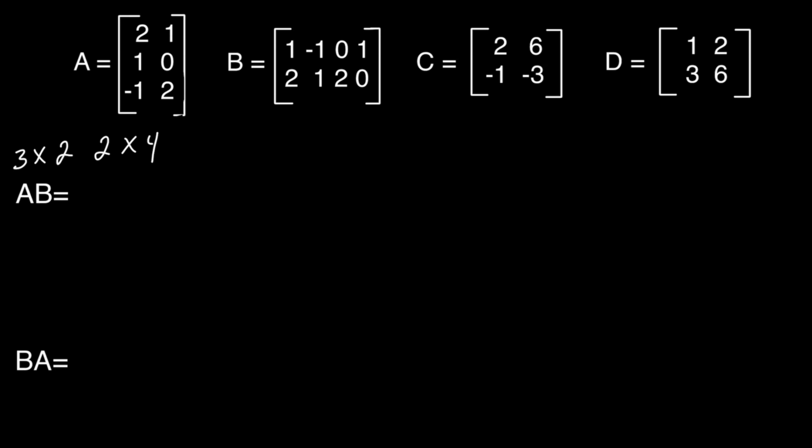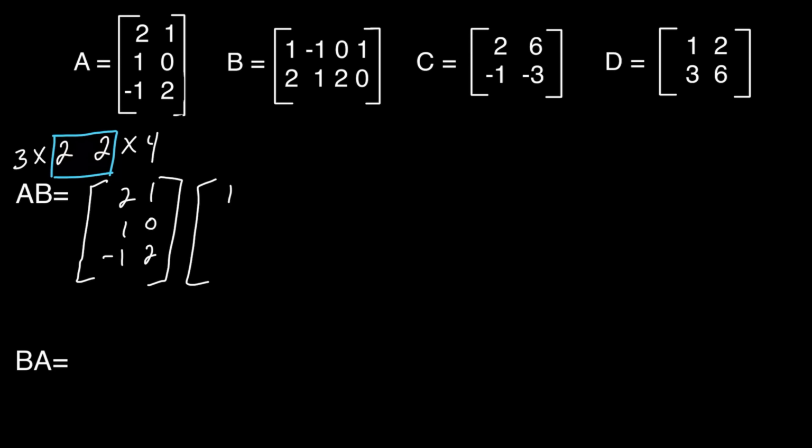We take a look at the numbers in the middle. Are they the same? Over here we've got 2 and we've got 2. Yes, those two middle numbers are the same. And so we can multiply these two matrices by each other. And the answer will be a 3 by 4 matrix. All right, so let's go ahead and multiply these. A is 2, 1, 1, 0, negative 1, 2. And B is 1, negative 1, 0, 1, 2, 1, 2, 0.